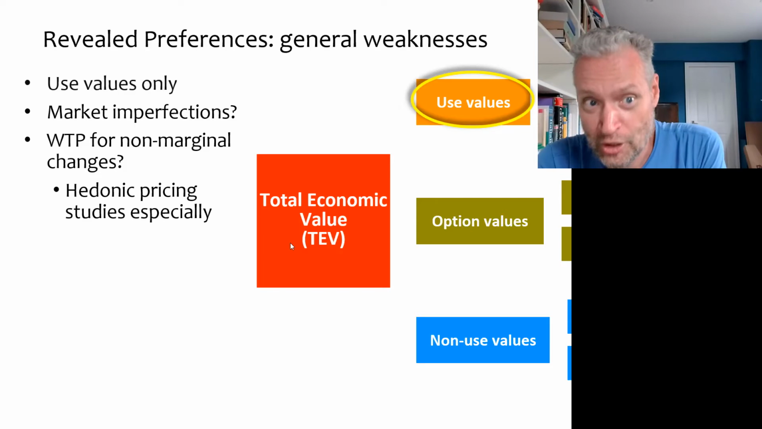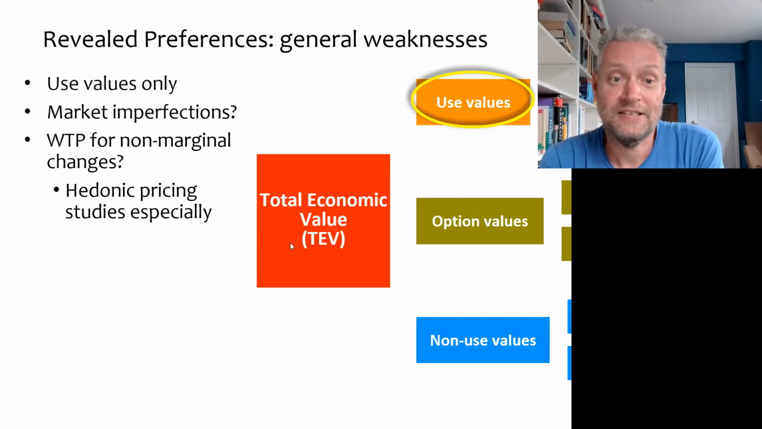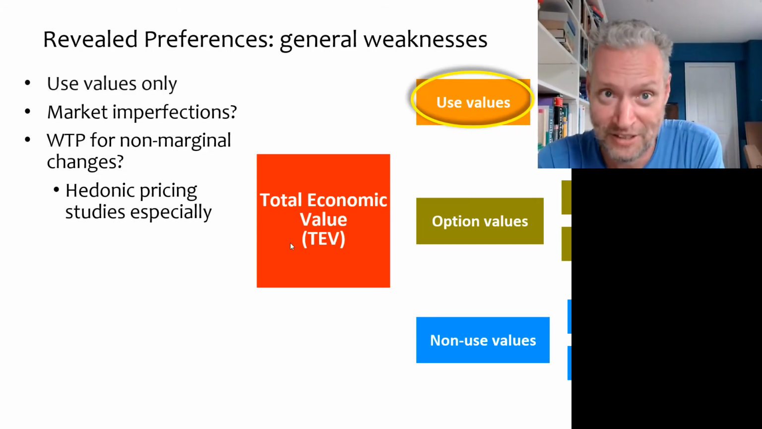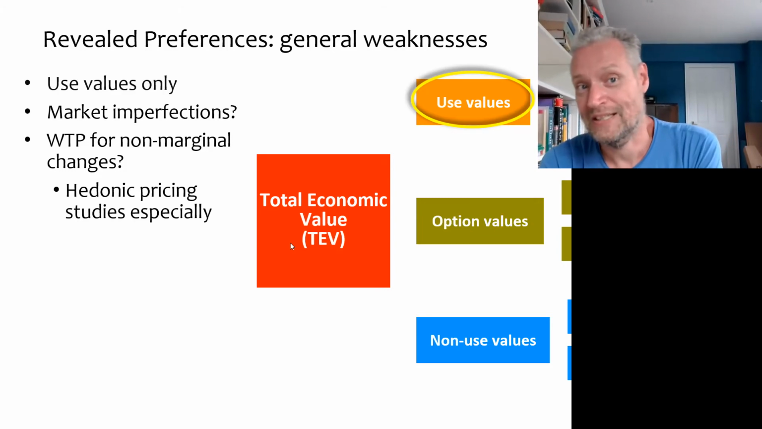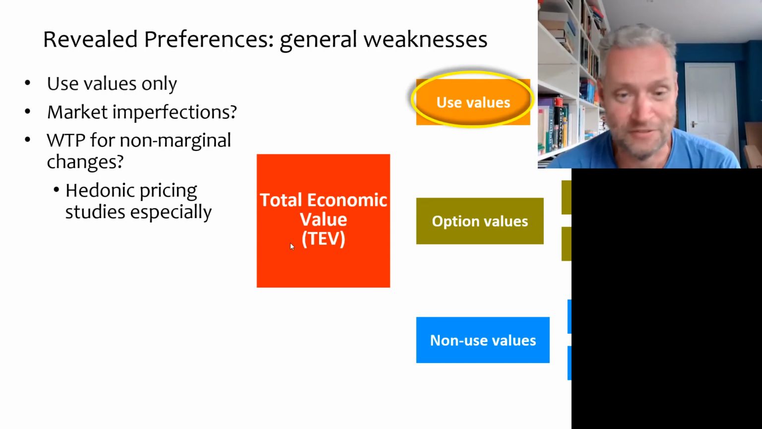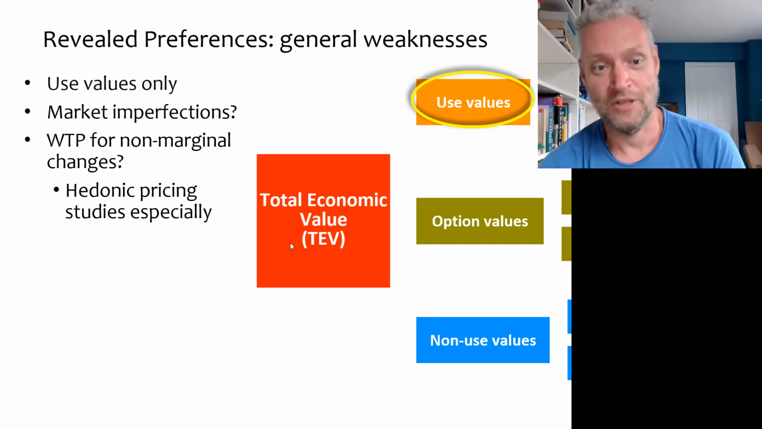The third main weakness is that it's a market, and the price is the marginal value. So it's good for relatively small changes in the environment, but it's not at all suitable for relatively large changes in the environment. The method simply is not suited for those things.